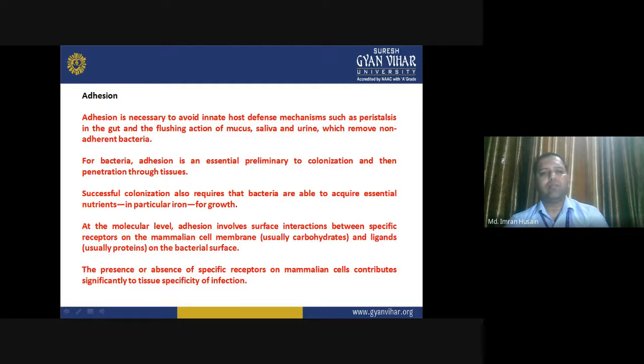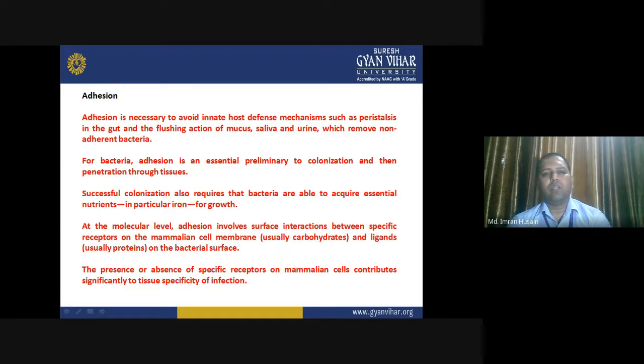Adhesion, or means to stick. Adhesion is necessary to avoid innate host defense mechanisms such as peristalsis in the gut and the flushing action of mucus, saliva, and urine, which removes non-adherent bacteria. So peristalsis and reverse peristalsis are the movements that readily remove the bacteria, and mucus, saliva, and urine also flush out the bacteria from our body.